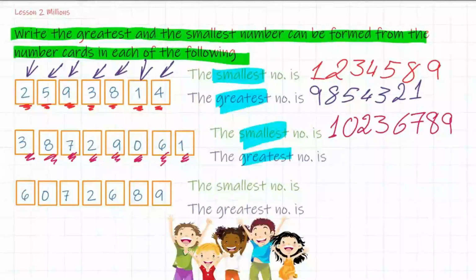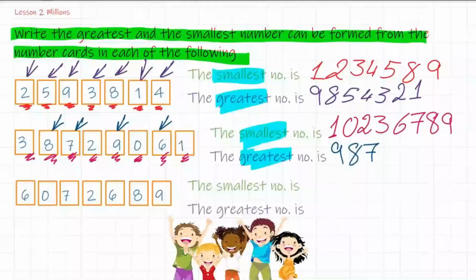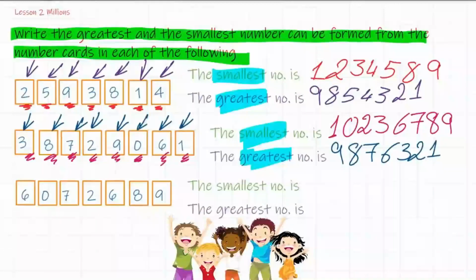Okay, let's move to the greatest number formed from these digits. Where is the greatest digit? Of course, we have 9 here. So let's start with 9. And then we have 8. And we have 7. And then we have 6 here. And the next digit is 3. And then 2. And then 1. And 0. So that's the greatest number formed from these digits.